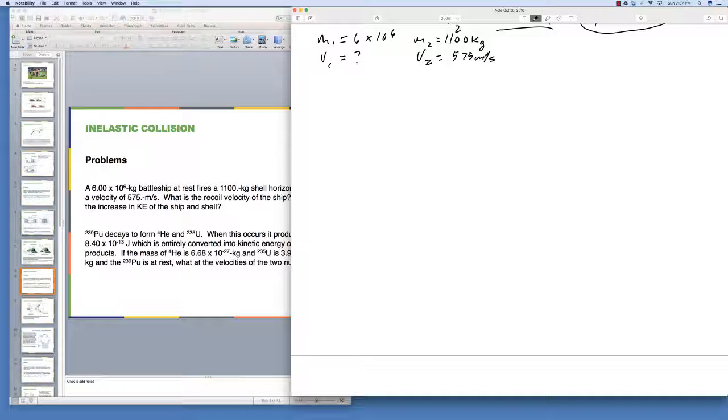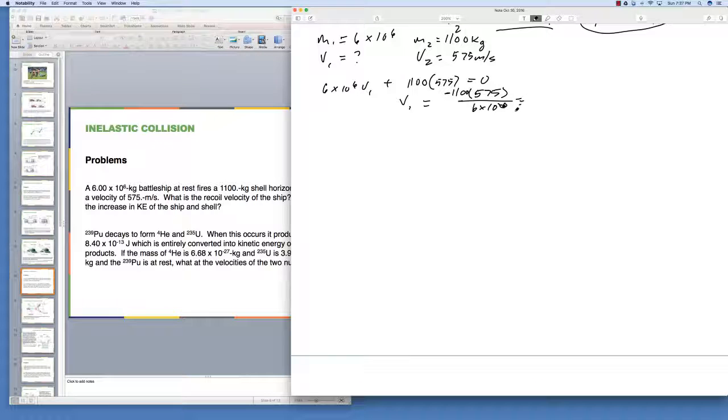And so the sum of these has to equal 0, because before they were equal to 0, now the sum has to be equal to 0. So 6 times 10 to the 6th times V1 plus 1100 times 575 has to equal 0. And so V1 is going to be 1100 times 575 divided by 6 times 10 to the 6th, with a minus sign.